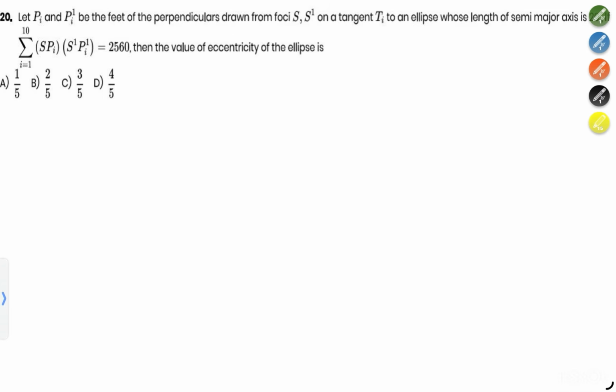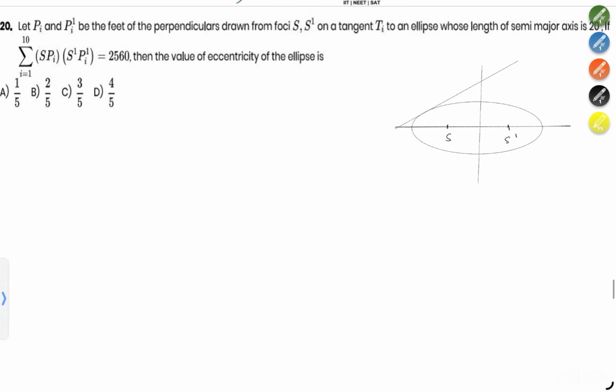In question number 20, they have given an ellipse. So let us assume this is the ellipse that we will have. This is our major axis. Here we have the minor axis. And we have a tangent like this. One ellipse, this focus is S, the other one is S1. And we are drawing perpendiculars from these two foci. So first one will become p, second one will become this one, that is p1.